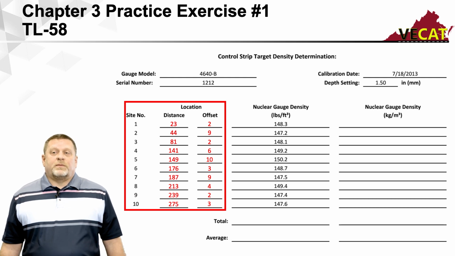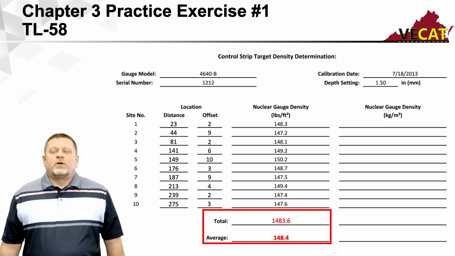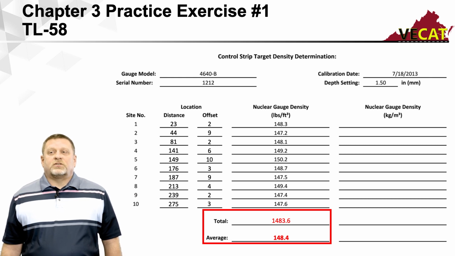You may get an exam question that says, what was the test location on the control strip of test location number 7? And you need to, based on this data being transferred here, you would know it was a distance of 187 with an offset of 9 feet. You would be supplied these 10 nuclear density readings. You see them here already on your form. And as we've stated previously, the first thing you want to do is total them up and determine an average. So your average for this exercise is a 148.4.